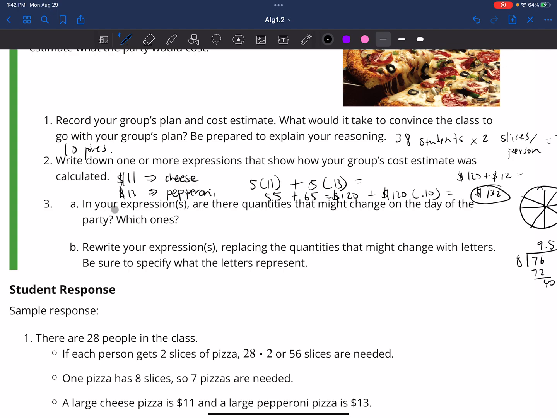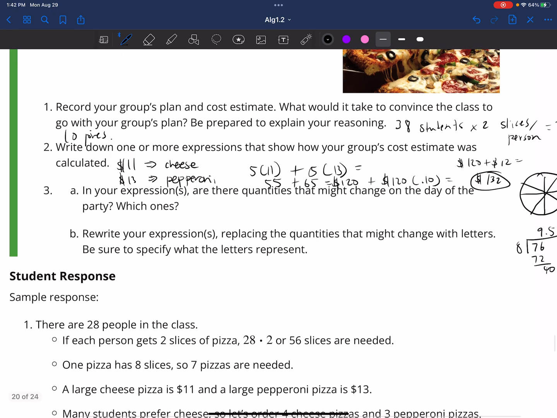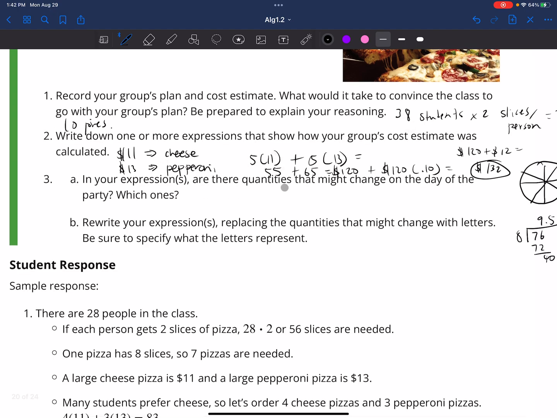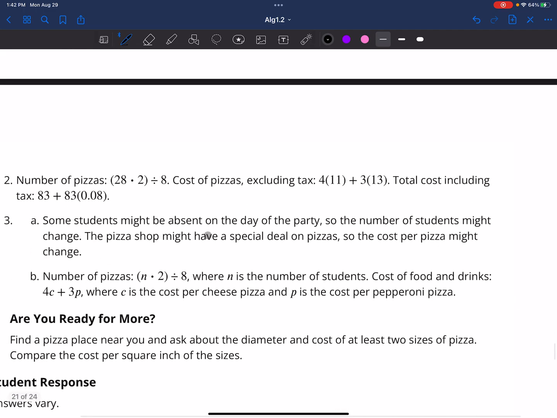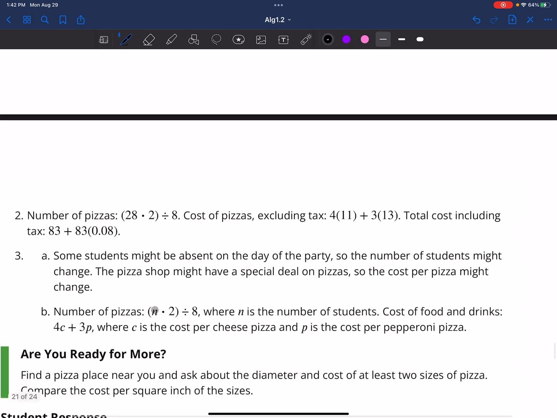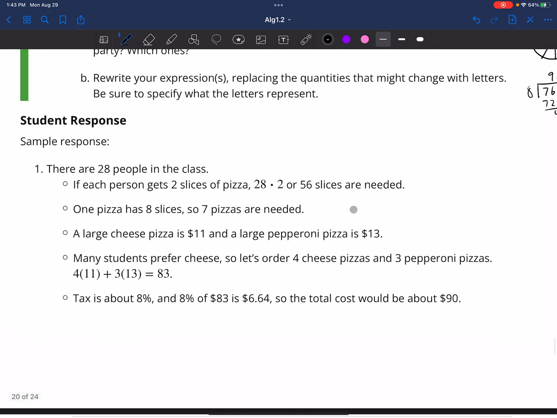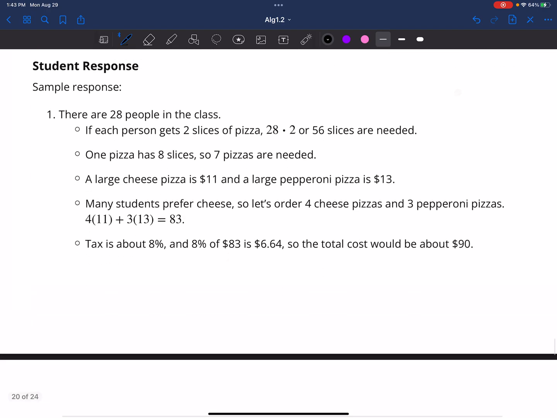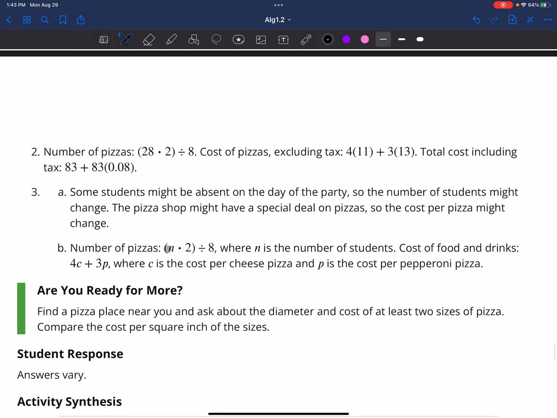So what are some expressions or quantities that might change? Well, I think the number of people might change, the number of pizzas might change, and so on. Let's see what they put for 3. So the number of pizzas is going to be n times 2, where n represents the number of students. Let's say we had 38 students. So that expression is going to be 38 times 2, which is 76, divided by 8, and that's going to be 9.5.